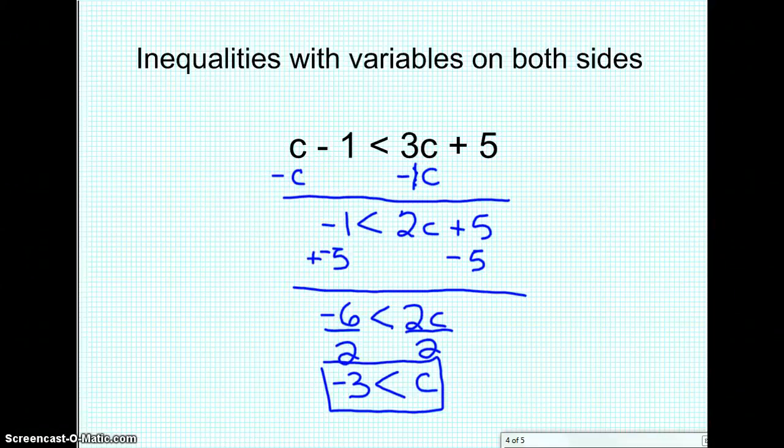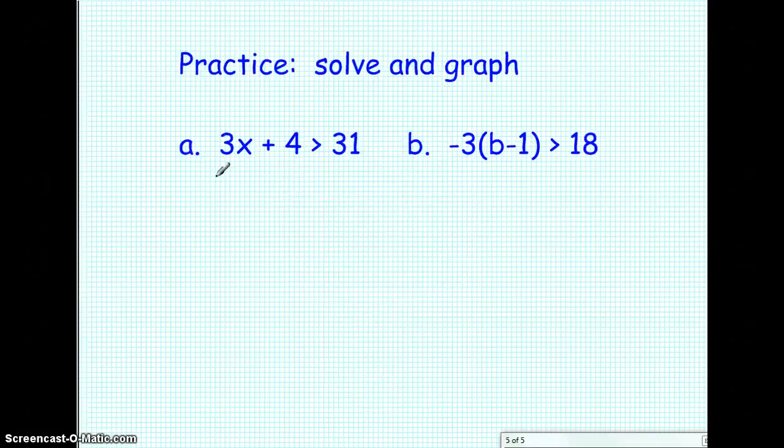And on the last page, I have a couple for you to practice. 3x plus 4 is greater than 31, and negative 3 times b minus 1 is greater than 18.